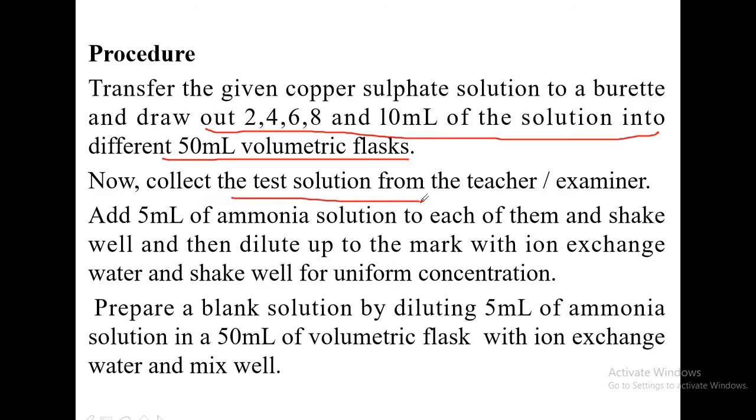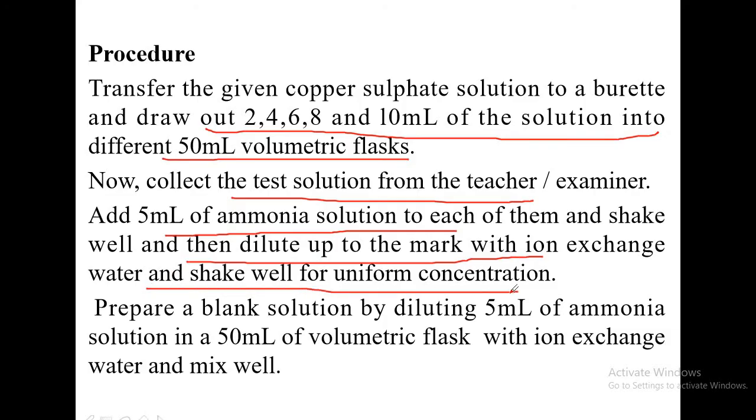Now you have to collect one test solution from the teacher or examiner, and for the test solution we don't know what is the volume of copper sulphate present, so that is unknown to us, that we have to find out from the experiment. And 5 ml of ammonia solution is to be added to each of the standard flasks. To all the standard flasks we have to add 5 ml of ammonia solution, and it is to be shaken well and then diluted up to the mark with ion exchange water and shaken well for uniform concentration.